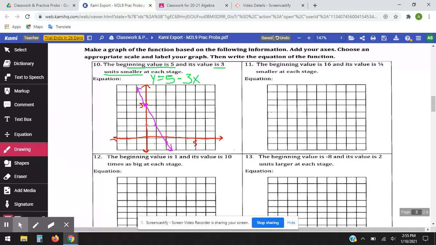Let's go to this equation. Beginning value is 16, 1/4 smaller at each stage. Well, if it's a fourth, that means it's a multiply, because a fourth of the original. So that's 16. And if it's smaller, it's times 1/4 to the x. Our exponent is on the fourth. So this one is going to be pretty high up here. So I'm going to give me as much room as possible on here.